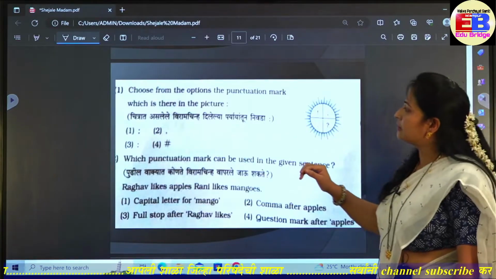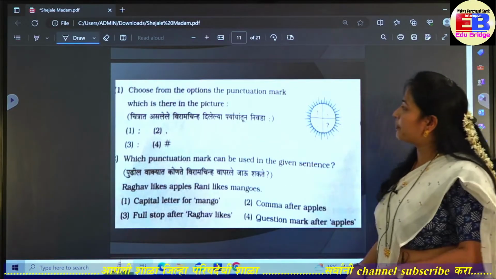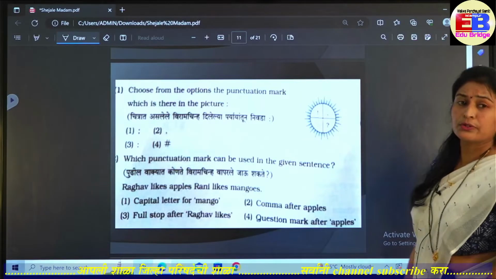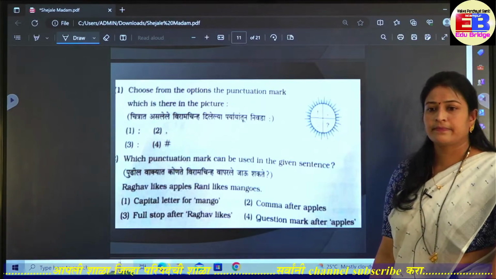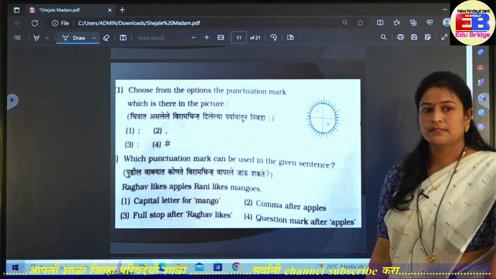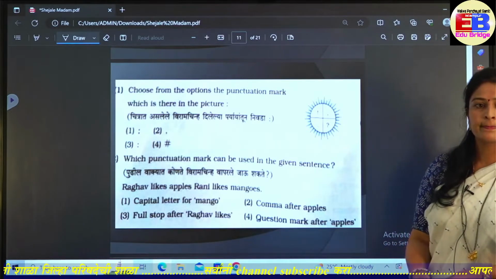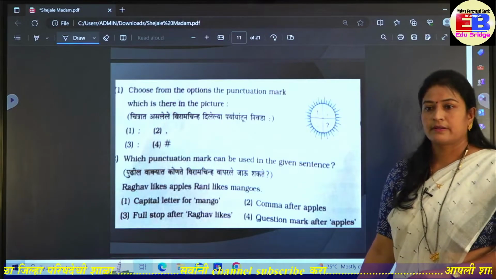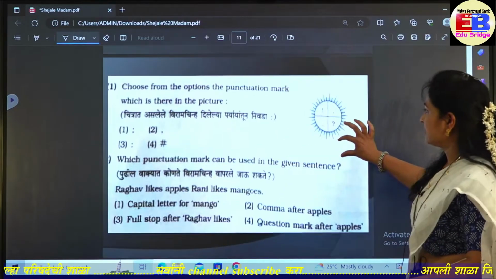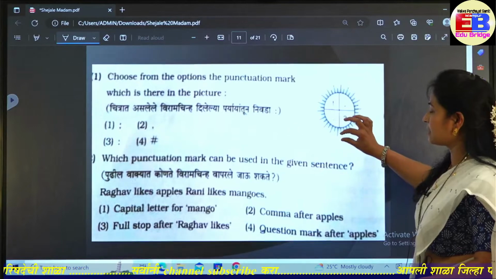For example, choose from the options the punctuation. You all can see the screen? Yes? You can see the questions? Please anyone reply. एखादं कोणतरी रिप्लाय द्या.